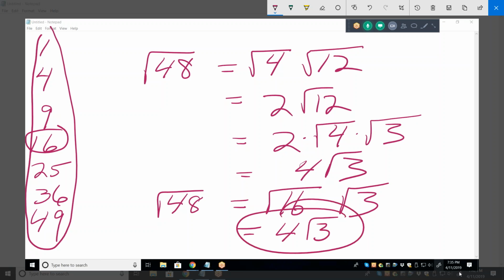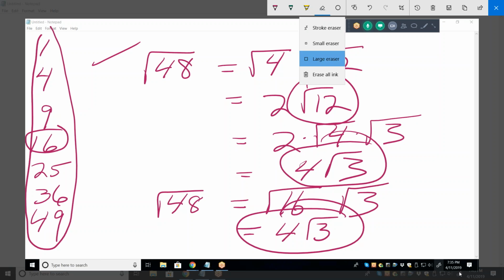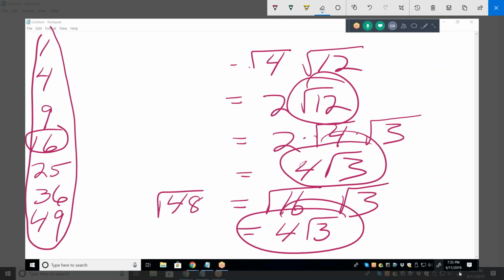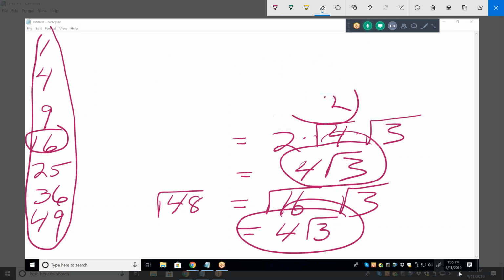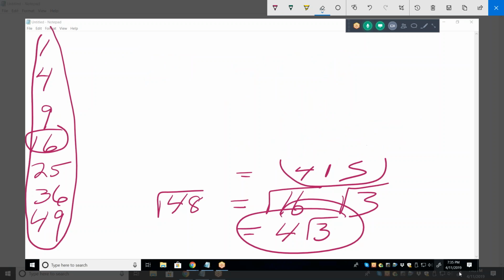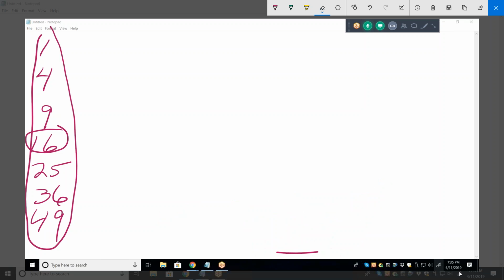Same answer, but not as long because I started with a higher perfect square factor. Now, that's not to say that you can't do it this way. You can always do it the long way. Just keep breaking it down. Every time you find something that looks like it can be broken down, break it down. Hold on. You'll get this. This is actually pretty easy. Once you get it, you know it forever.